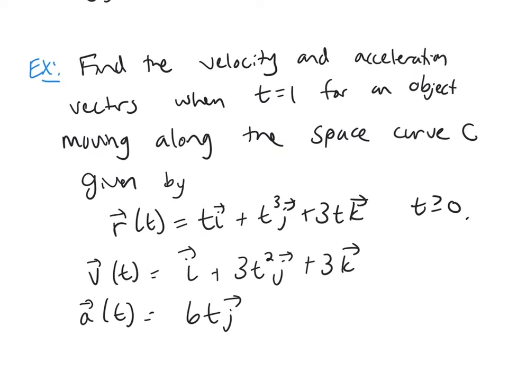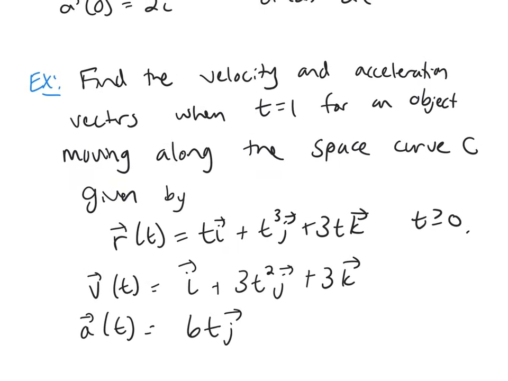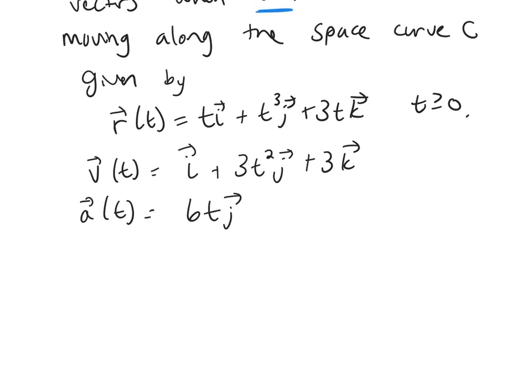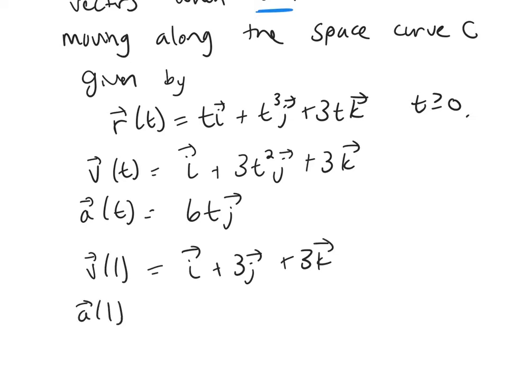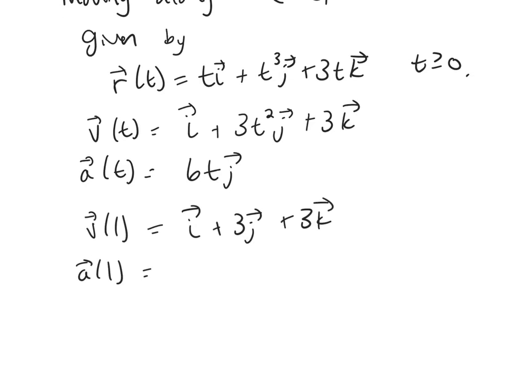So then all I need to do is find the velocity and acceleration when t equals 1. So I just have to plug in 1 into these equations here, and for the velocity, you'll get i plus 3j plus 3k. For the acceleration, you'll get 6j. And there are my two answers that I was asked for.